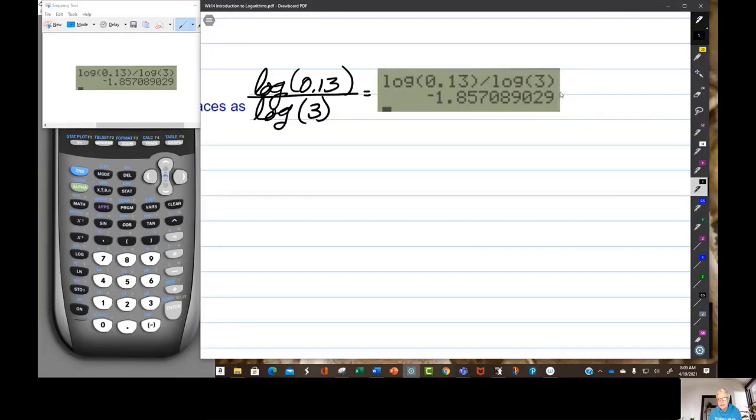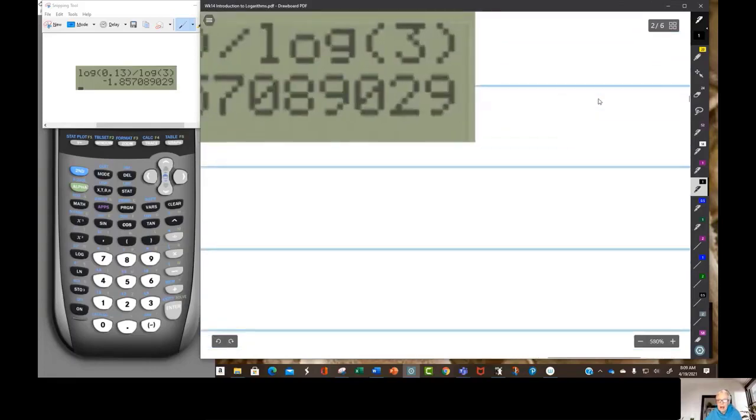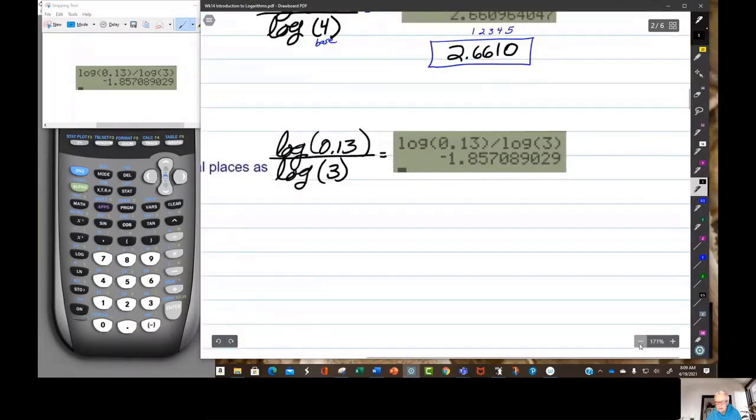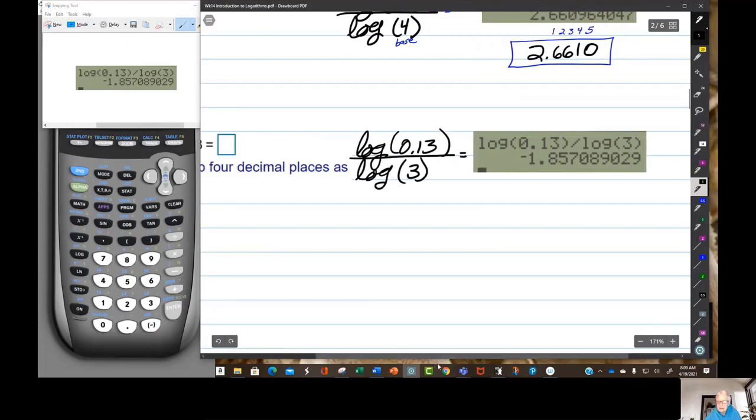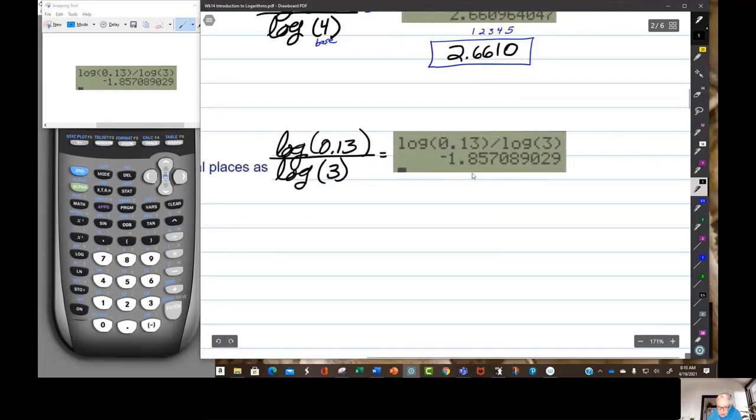And you don't know if the 9 is really there because your calculator rounds so it can fit the decimal part in here. Again, we round to 4 decimal places, right? Yes. Okay. So, here's 1, 2, 3, 4. And the 5th decimal place, 8, will cause this 0 to go up to a 1. So our answer is going to be -1.8571.